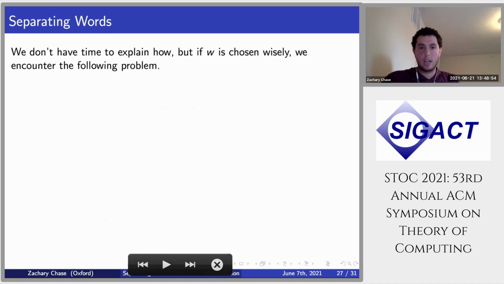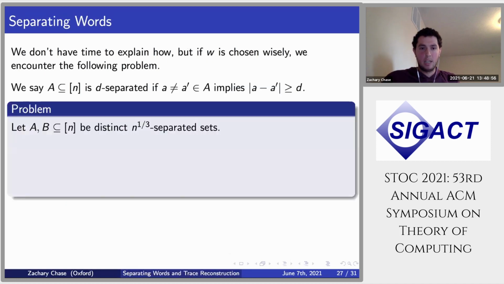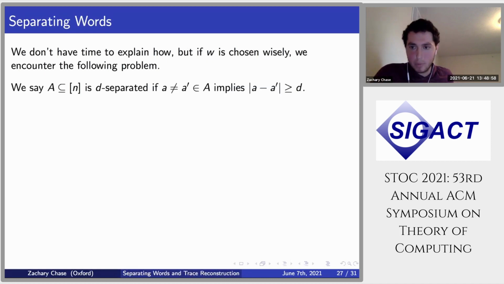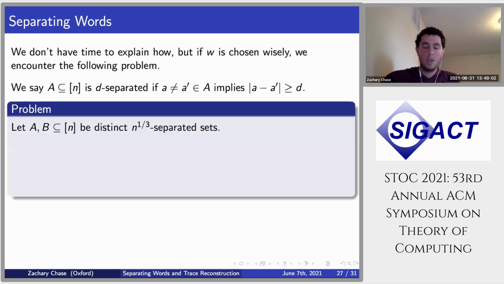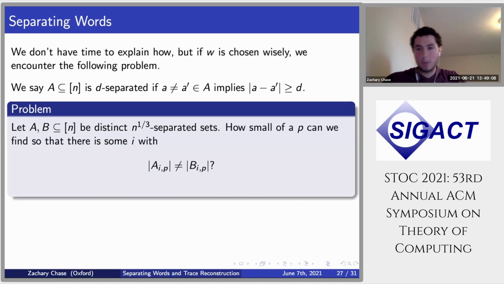So if we do this, we come to the following problem. A set is d-separated if any two distinct elements have difference at least d. So here's the problem. Let A and B be distinct n^(1/3)-separated subsets of 1 through n. The question is, how small of a p can we find so that there is some i with the number of things in A that are i mod p different than the number of things in B that are i mod p? Before, the answer was root n, without the n^(1/3)-separated assumption. Now we're imposing an n^(1/3)-separated assumption, and we're wondering whether we can beat root n.